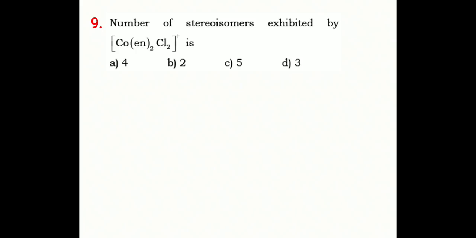The number of stereoisomers exhibited by. So here if you see this particular one, this will exhibit cis and trans isomers. 2 isomers are possible. Then out of that, trans is not optically active, cis is optically active, hence the third one is possible. So the answer for this is 3.